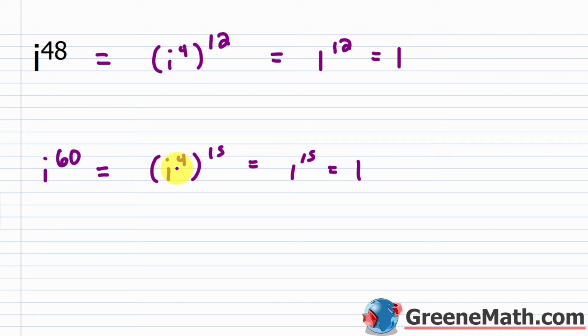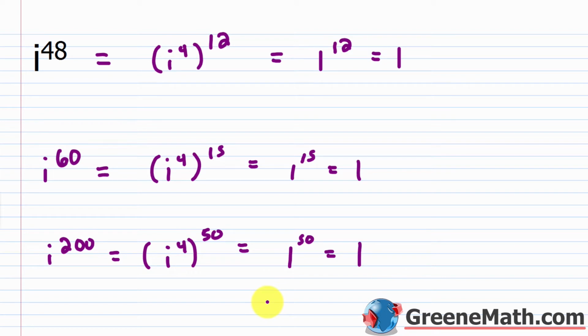If you had something like i raised to the power of 200, we know that 200 divided by 4 is 50. So again, I could just say that this is i to the fourth power raised to the 50th power. This is 1 raised to the 50th power, which is just 1. So if you have i raised to a whole number exponent, and that whole number happens to be divisible by 4, it's just equal to 1. You don't need to do all this. You can just stop and say it's 1.